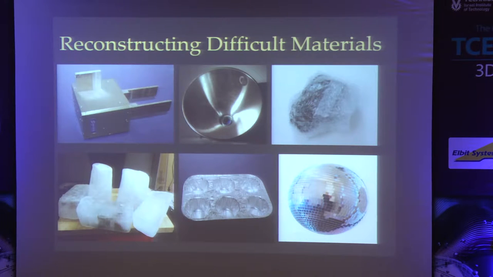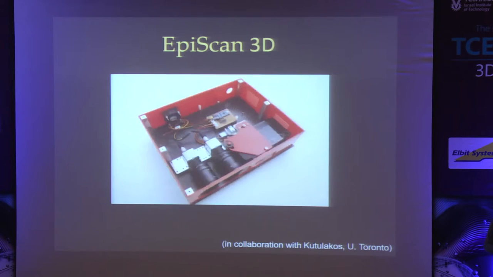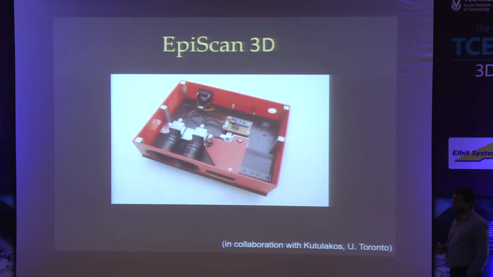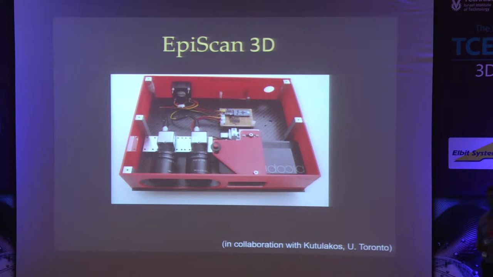And so we've built a sensor that can reconstruct almost all of these objects very well with very simple algorithms. And the idea is, again, to control lighting and imaging in a particular way so that you simplify light transport. And so here's the sensor that we have built. It's a pretty benign-looking sensor. We call this EpiScan 3D. It's actually a projector camera system.